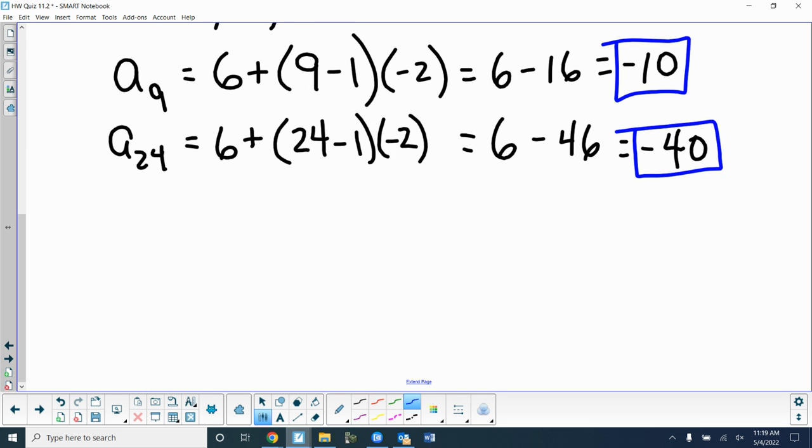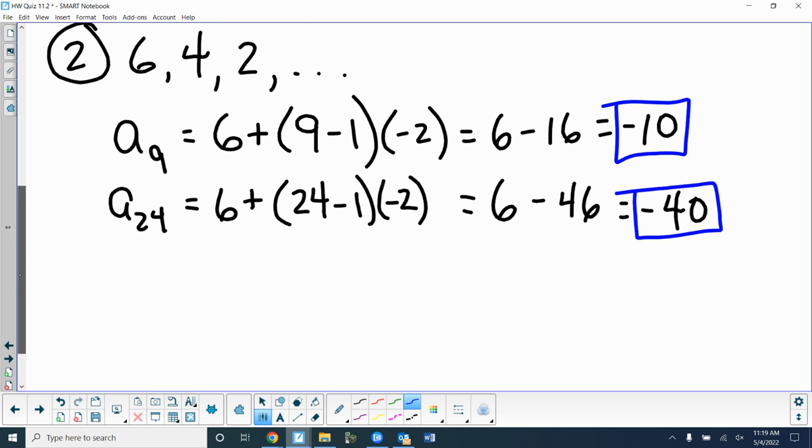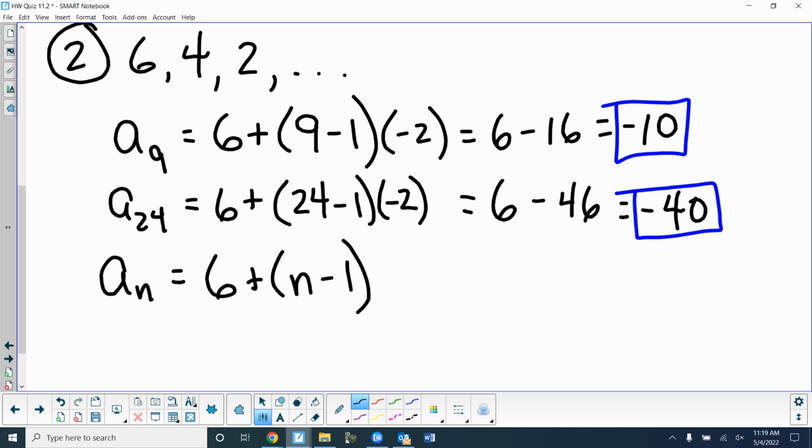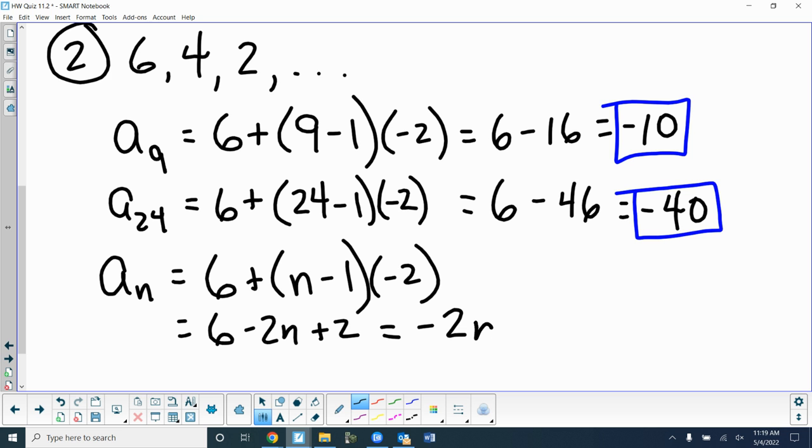And then do the nth term. And 6 is still the first term, but we're at the nth term, so it's n minus 1 times negative 2, which is 6 minus 2n plus 2 when I distribute, which equals negative 2n plus 8 for the nth term.